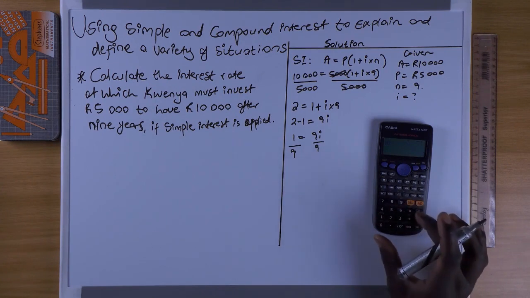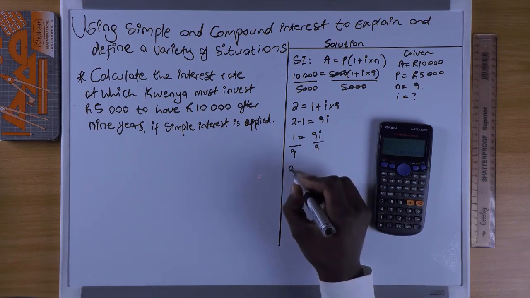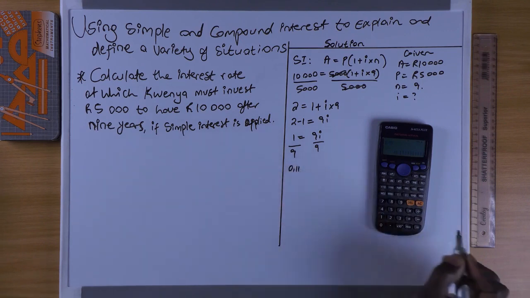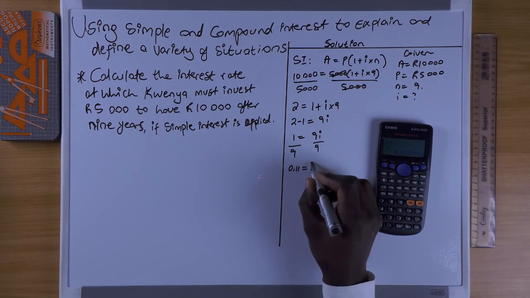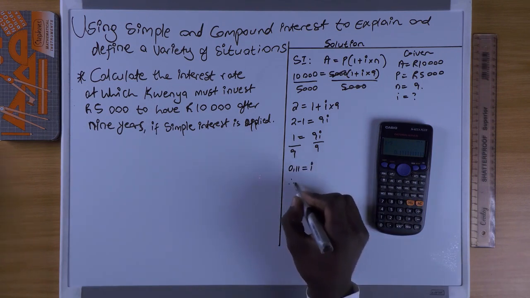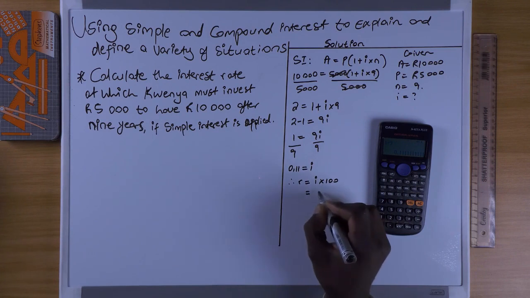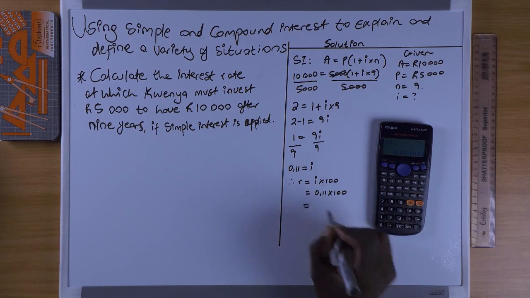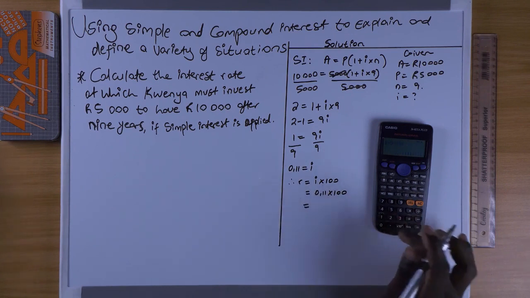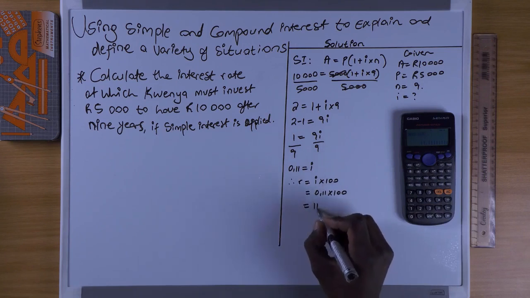So we have 1 divided by 9 gives you 0.11 recurring, which is equal to I. Your interest is given as a percentage. Therefore, your R should be equal to I times 100, which is equal to 0.11 times 100, which is therefore your interest rate of 11%.